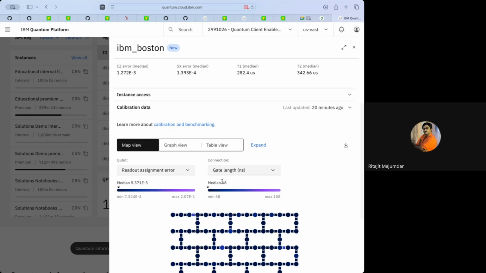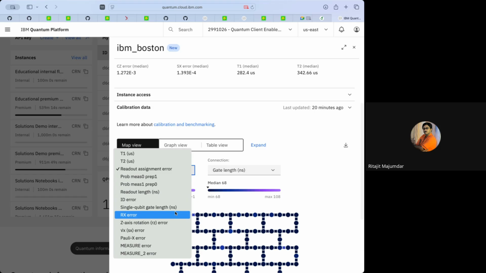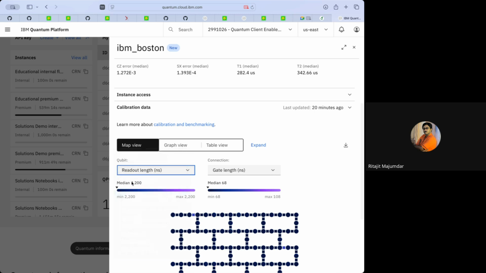Say there are 100 layers, then 6800 is the total length that I require for that. You can follow up with measurement, and if you want to find the length of measurement, you can also do that from here, this readout length. It's 2200 nanoseconds. So you can find the total length of the circuit in terms of execution time. When I say length, it's in nanoseconds. What is the total duration of the circuit? What is the allowed T1 time? Are you exceeding or getting very close to the T1 time?